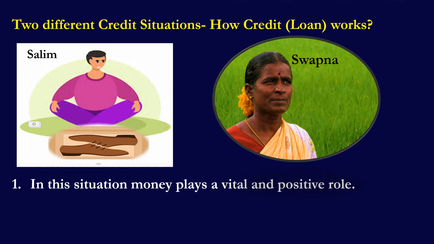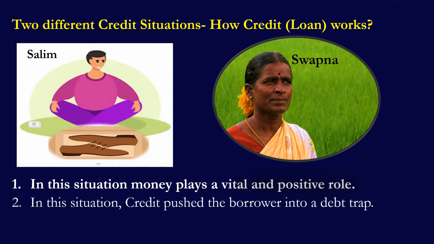Another example is of Sapna. Sapna is a small farmer. She took a loan from the moneylender for cultivation of groundnuts. But due to crop failure, she was unable to repay the loan. Thus, next year again she took a fresh loan for cultivation and to repay the old loan. But unfortunately, this year too she did not earn enough to cover the old loan, and she was caught in a debt trap. She had to sell a part of her land for paying off the debt. Thus, this is a painful situation where a loan pushed the borrower into a debt trap. To repay the loan, Sapna had to sell a part of her land.